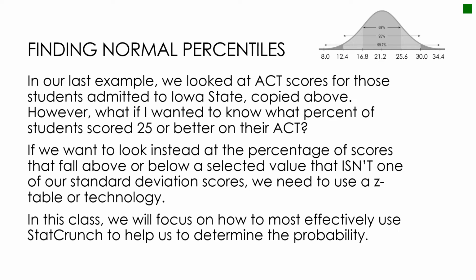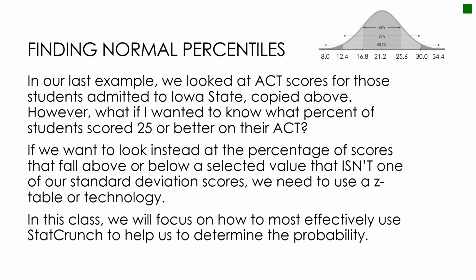So again, we've looked at some examples for ACT scores for students admitted to Iowa State, and I just copied and pasted that normal or empirical rule over here so we could take a look at it. And we talked about what percent are between two values, etc. But what we didn't talk about is what would happen if I wanted to know how many, say, scored 25 or better, because 25 is in here somewhere. So I could tell you how many scored 25.6 or better, but I can't tell you exactly how many scored 25 or better. Plus, we already know the empirical rule was just an estimation or approximation anyway.